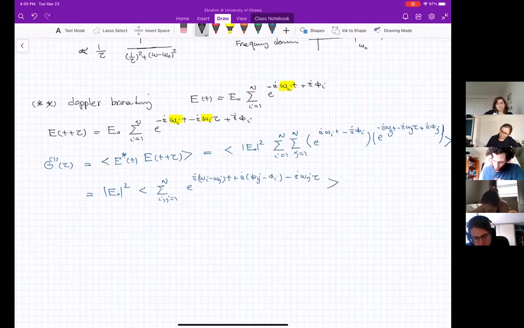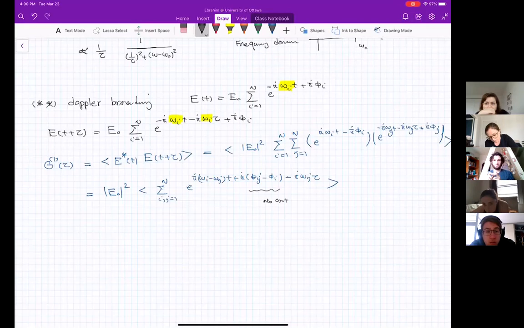So the phases that we do have, these phases, they are completely random, right? They're from i and j. So then we expect that no contribution will happen because they're completely independent.